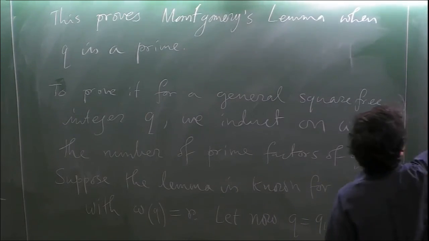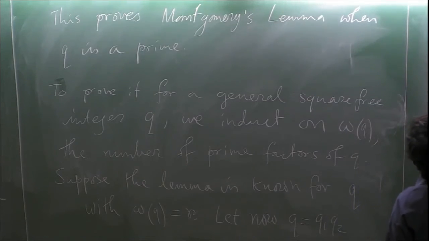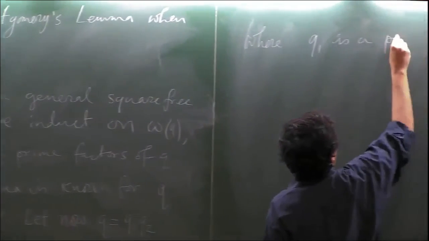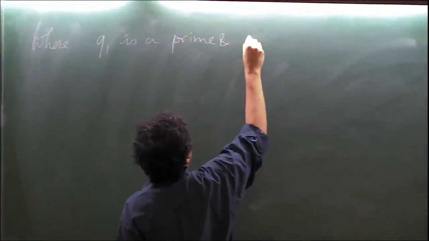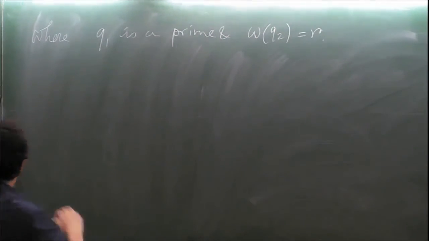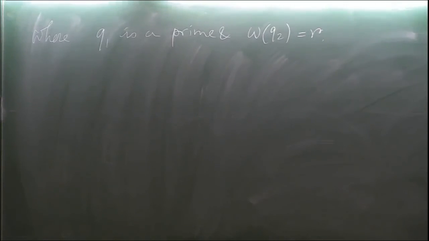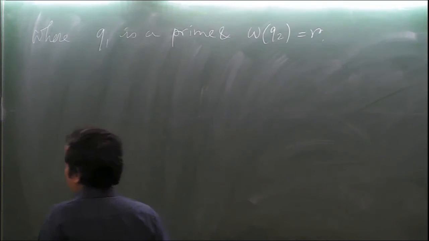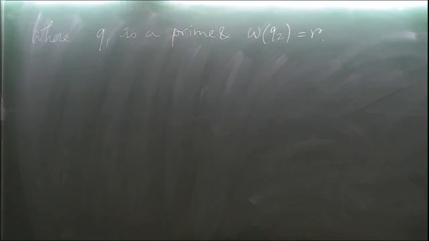Where Q1 is a prime and omega of Q2 is equal to R. So if I can prove it for Q, then by induction I have the result for every square free Q. Okay, so I start with the right hand side.